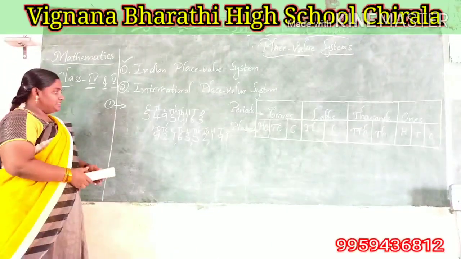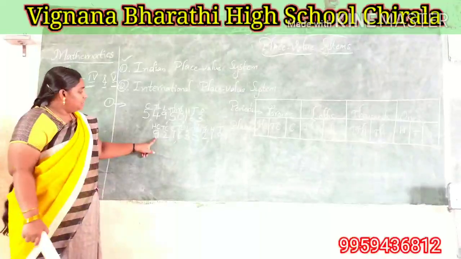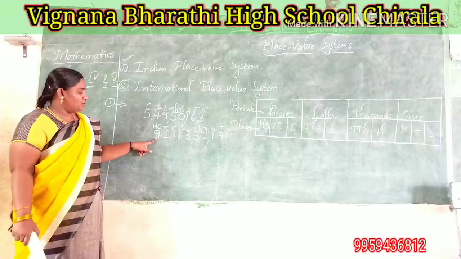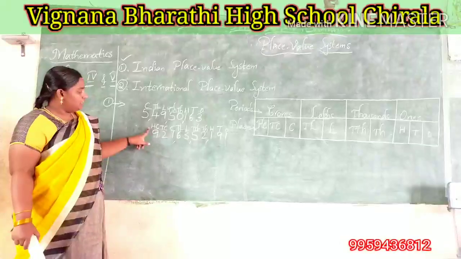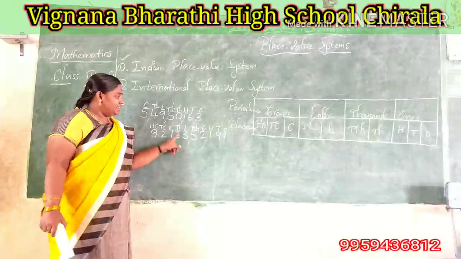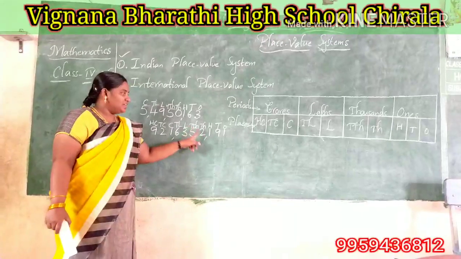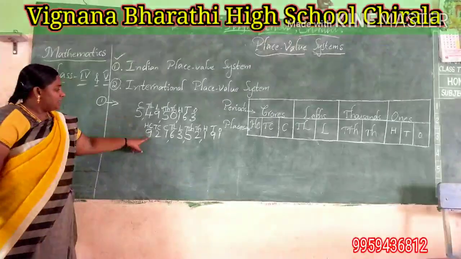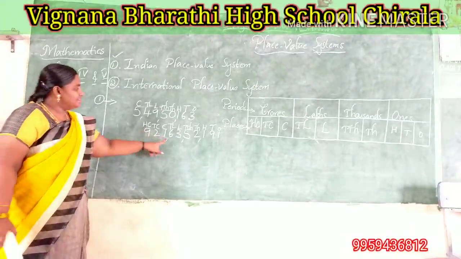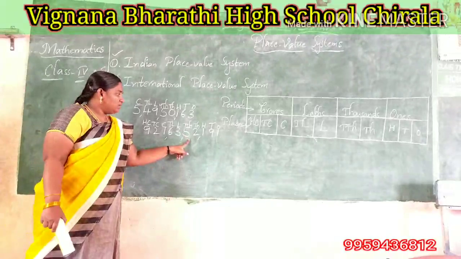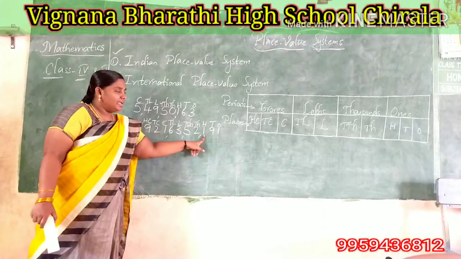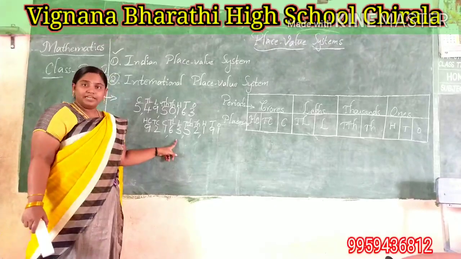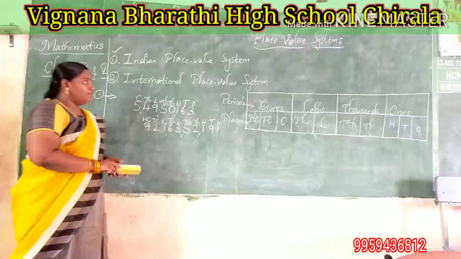Now, how to read that? These three places, 9, 2, 1, come under the same period. So, 921 crore, 63 lakh, 52,191. See once more: 921 crore, 63 lakh, 52,191. So, this is the way to recognize a number containing more digits by using the Indian place value system.